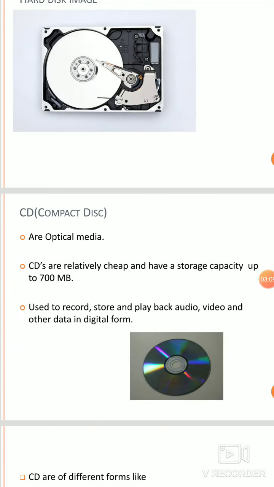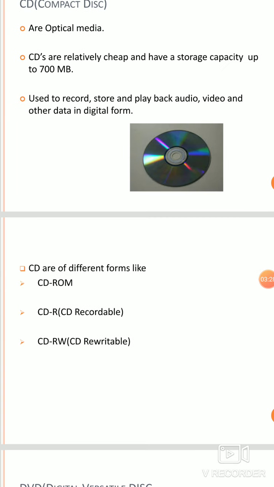Next is CD. Also known as compact discs, they are optical media. CDs are relatively cheap and have a storage capacity of up to 700 MB. It is mainly used to record, store and playback audio, video and other data in digital form. CDs are of different forms like CD-ROM, CD recordable, CD rewritable.